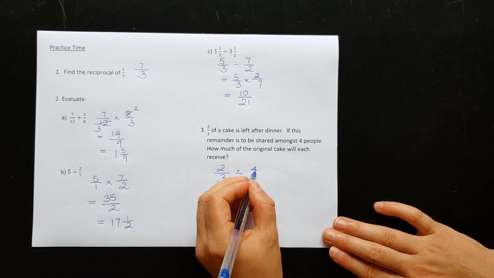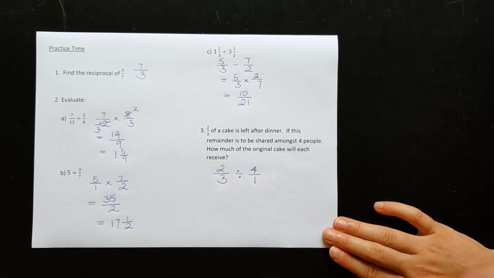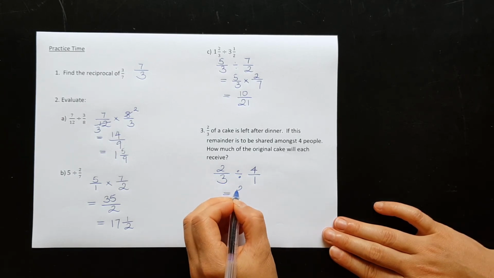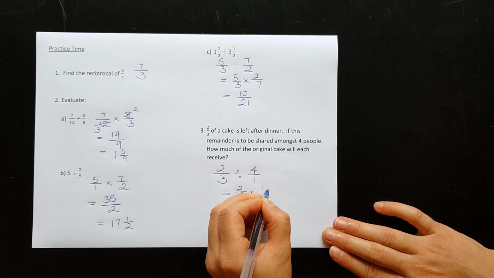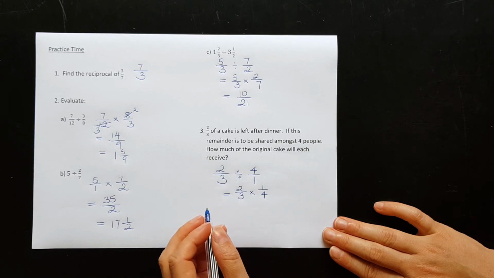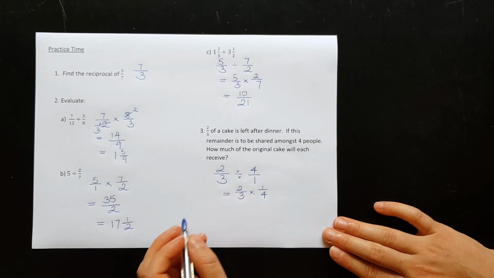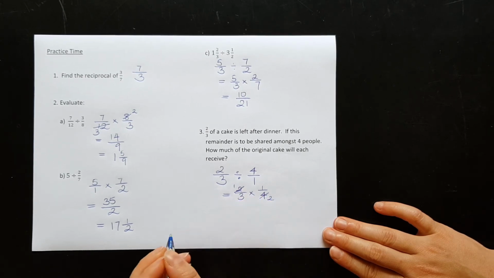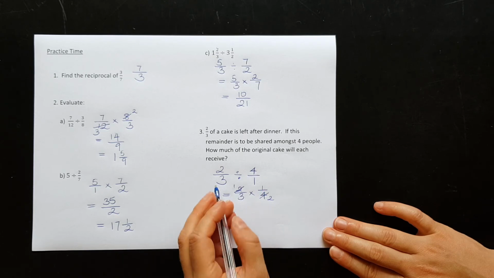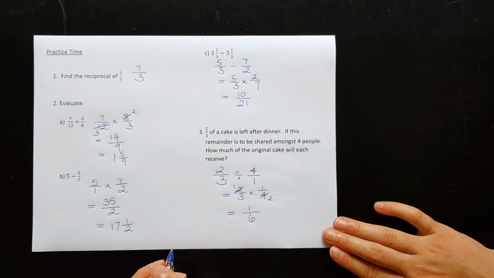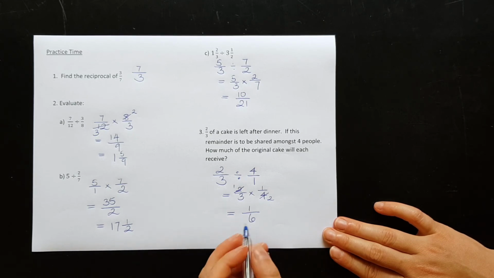Now remember a whole number, you change it to a fraction by putting it over 1. So all we need to do is change this into a times. So 2/3 times, turn the second fraction upside down, 1/4. Then we can look for cancelling. Here there is 2 and 4. We can divide by 2 to get a 1 and a 2. Multiply what's left. 1 times 1 is 1, and 3 times 2 is 6. So each person would get 1/6 of the original cake.